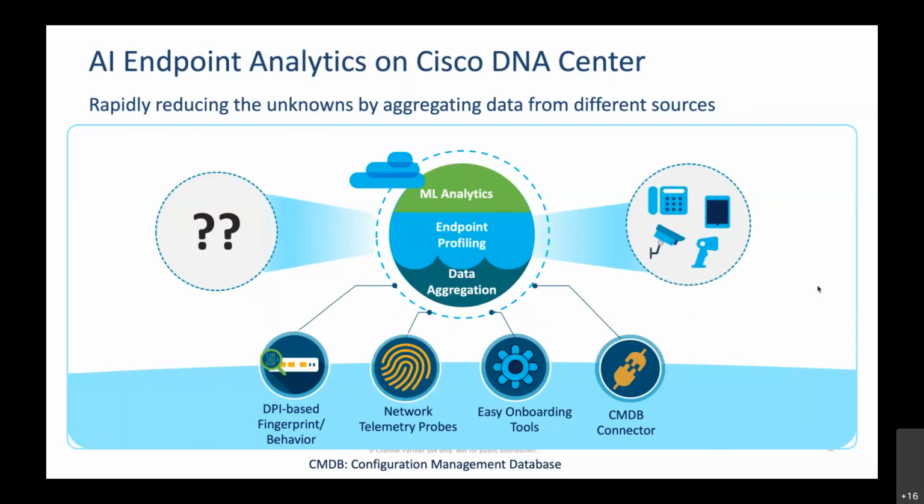And what happens when we do that is, if you see that circle with the 2 question marks on the left, those were all of those unknown endpoints on the network. And then we aggregated all of that data. And as a result, endpoint analytics is now able to profile those devices and tell you, in this example, we see an IP phone, we have what looks like to be an iPad, we have an IP camera, and now we've been able to profile these previously unknown devices.